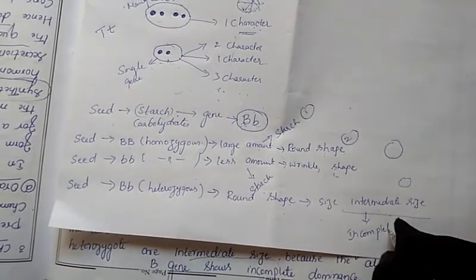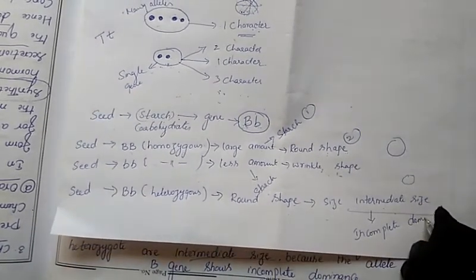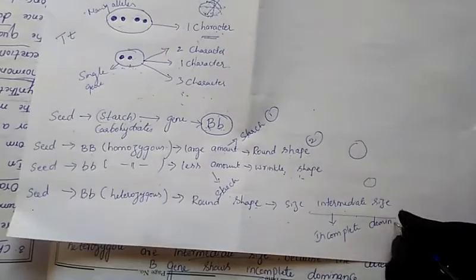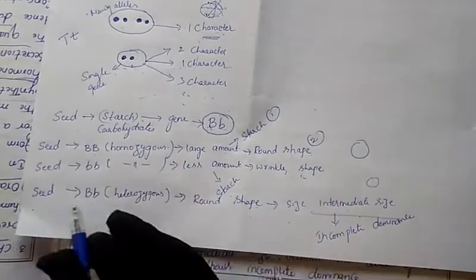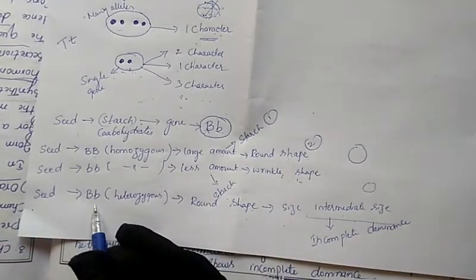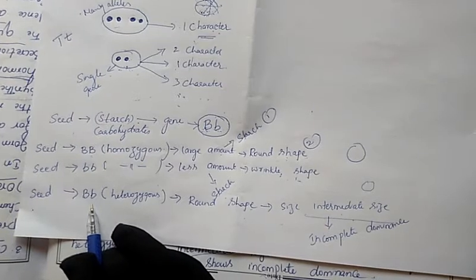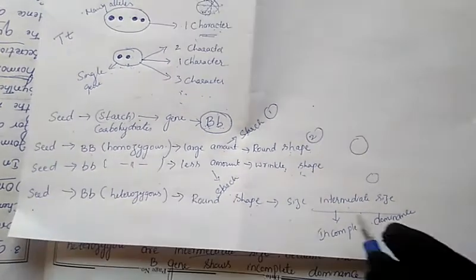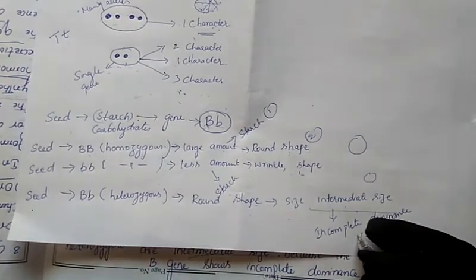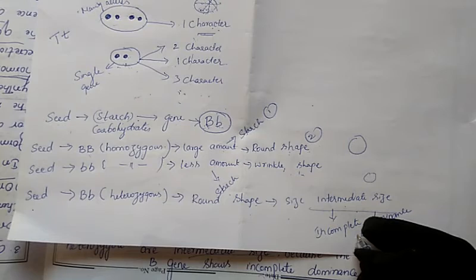We have discussed incomplete dominance. What is the meaning of incomplete dominance here? Incomplete dominance means capital B is unable to hide the recessive gene in a complete manner. So due to that, we get the incomplete. We discussed this in our previous class. As I said, this is one of the most important guarantee questions for your exam.